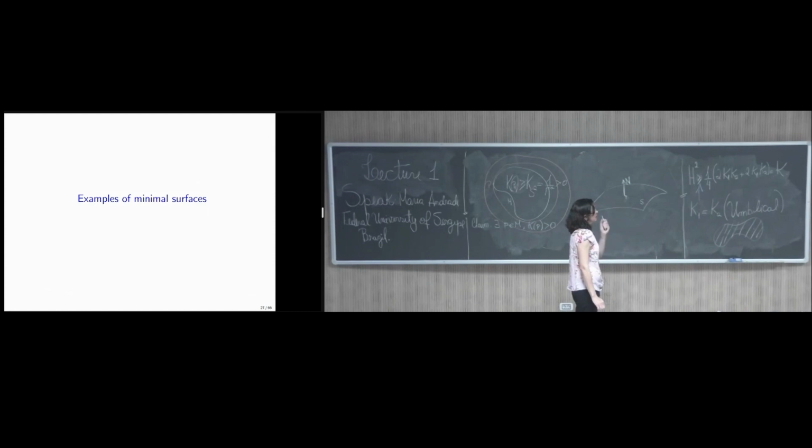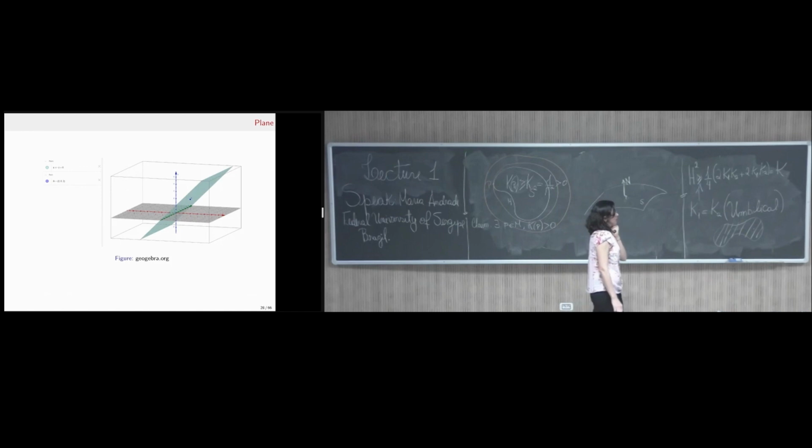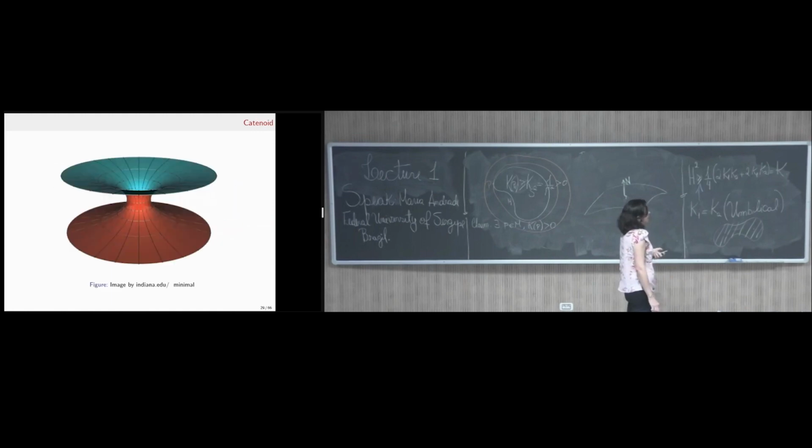Now I show you some examples of minimal surfaces, the classical examples. The first one is the plane, the simplest example. Another example is the catenoid. It's very important for us. Remember that when I began this mini course, I defined the surface of revolution, and the catenoid is a surface of revolution.